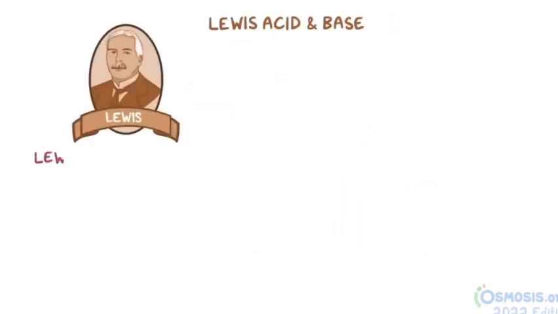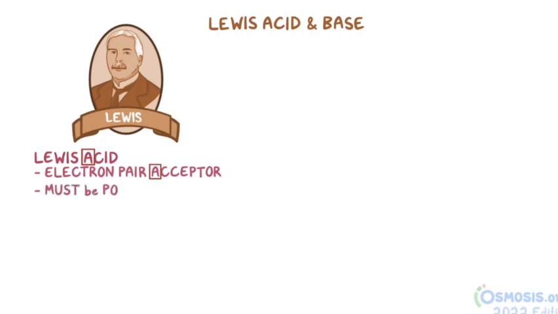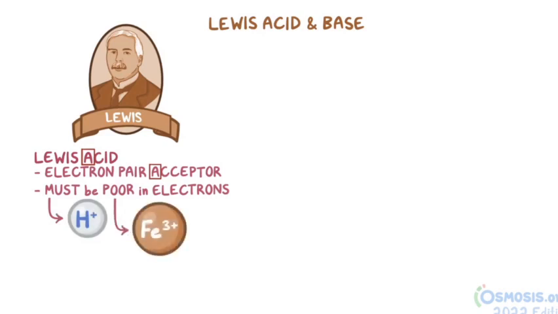Our last definition of acids and bases comes from the chemist Lewis. A Lewis acid is an electron pair acceptor. We can remember this definition by realizing, hey, both acid and acceptor start with the letter A. Since a Lewis acid accepts a pair of electrons, a Lewis acid must be deficient, or poor, in electrons. So, something with a positive charge, like a proton, H+, or the iron 3+ cation, could be a Lewis acid.